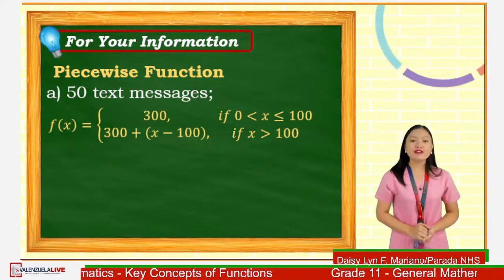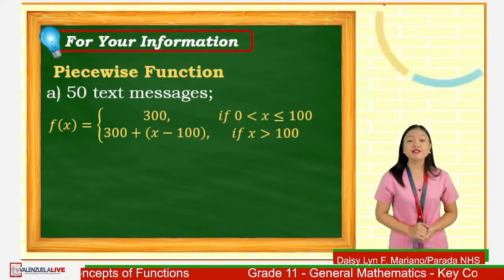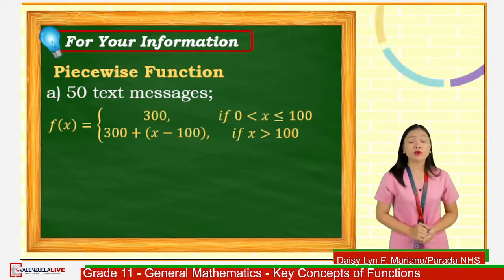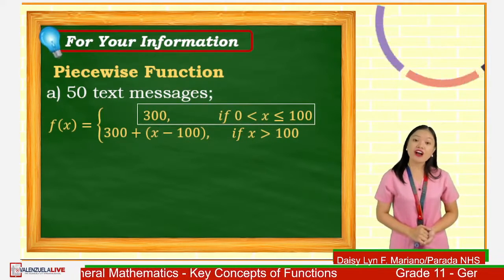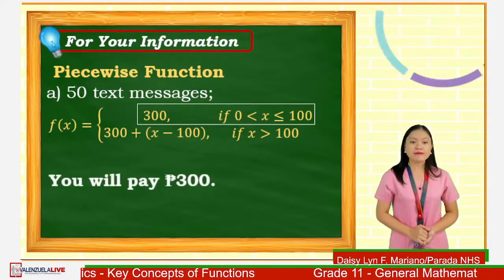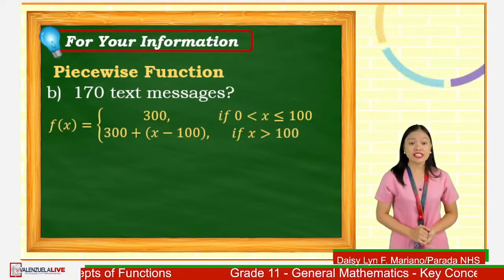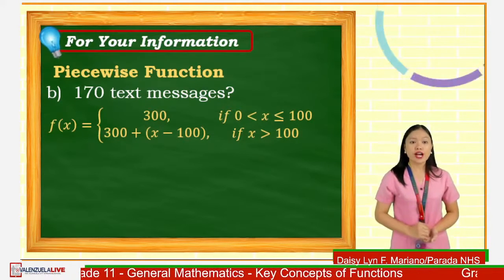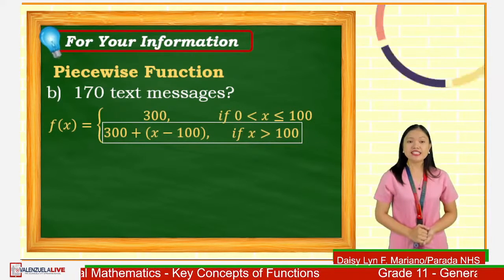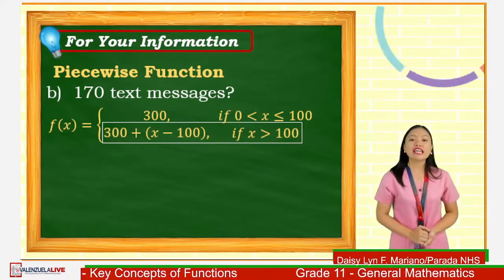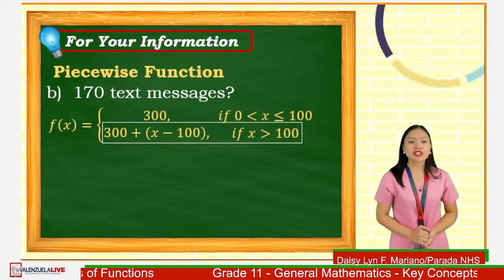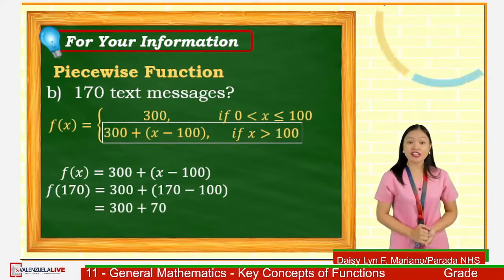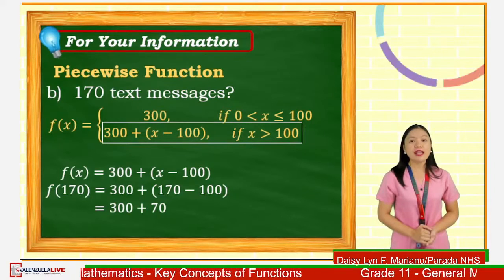For letter A, the value of x is 50 and is found in the interval x is greater than 0 but less than or equal to 100. So, you will pay 300 pesos. For letter B, the value of x is 170 and is found in x is greater than 100. Computing for the amount to be paid, we have f of x is equal to 300 plus the quantity x minus 100. Substituting 170 to x, we get f of 170 is equal to 300 plus the quantity 170 minus 100.